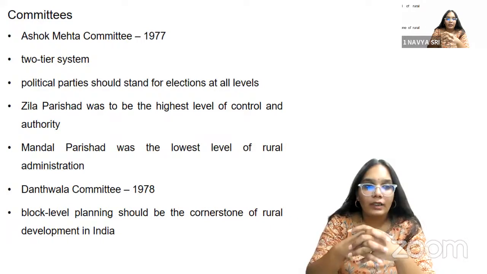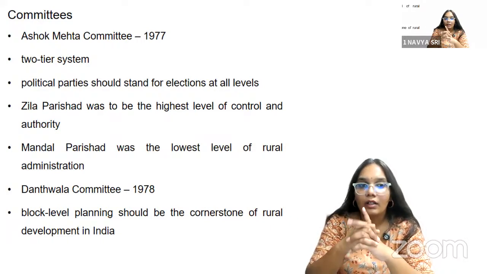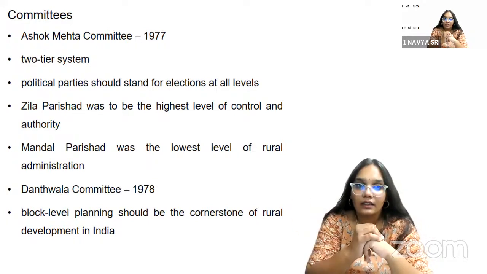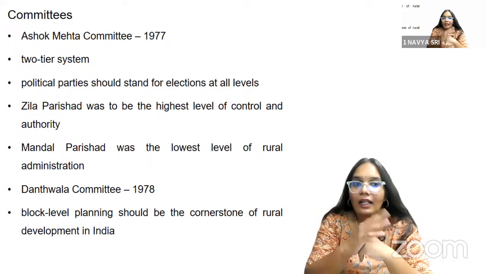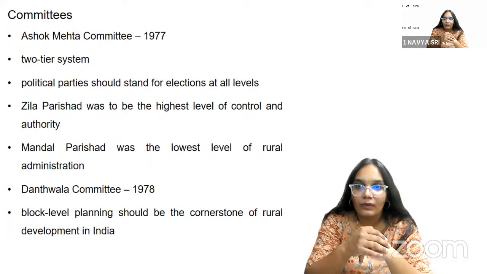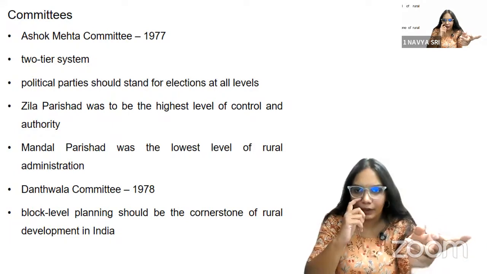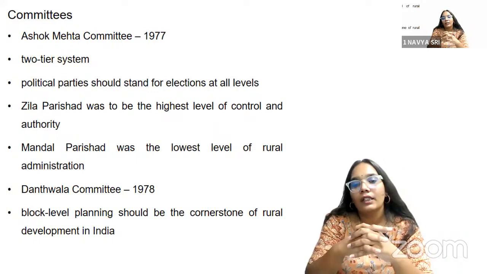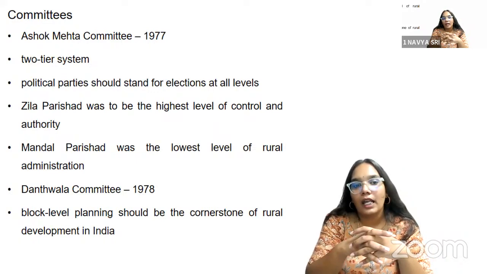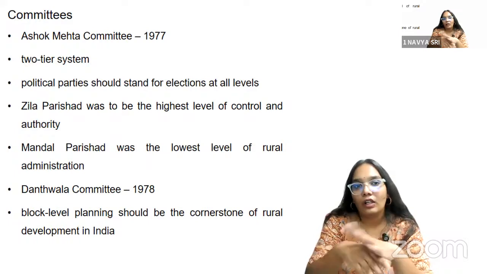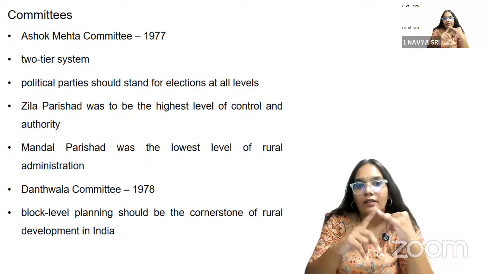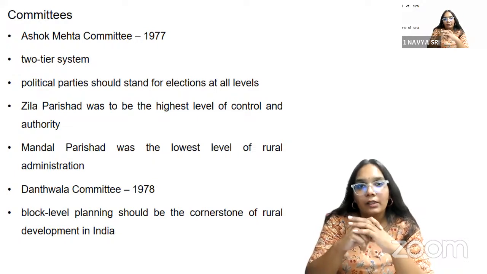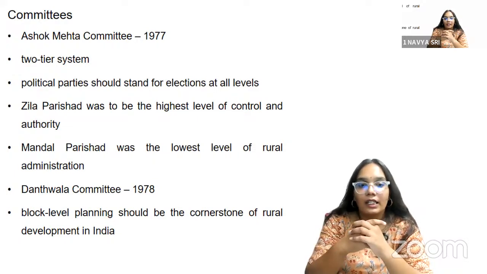Then the Ashok Mehta Committee called for a two-tier system. They said we have to shift from the three-tier system of Balwant Rai Mehta to a two-tier system, which was not accepted. So this was cut down. The Ashok Mehta Committee also calls for political parties to stand for elections at all levels, at the center level, the state level, and also the panchayat level.